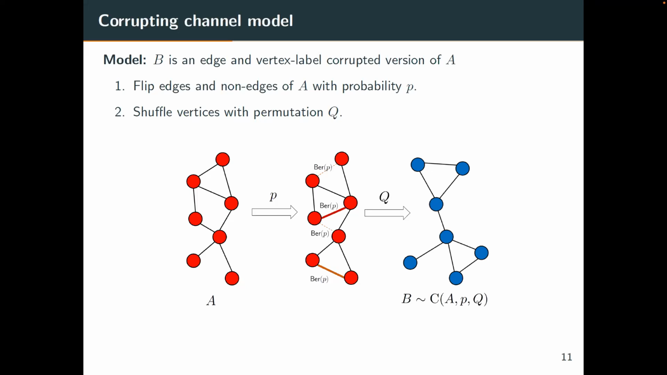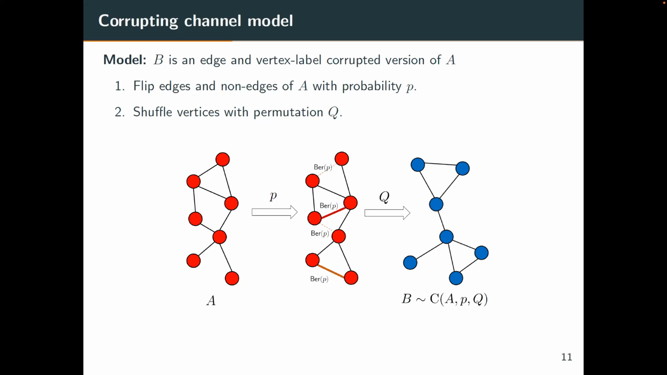With probability P, we're going to change the edge. If we have an edge, we're going to remove it. If we don't have an edge, we're going to create the edge, for example, here. And with probability 1 minus P, we're going to keep the graphs the same. So in principle, if P is 0, these two graphs are going to be exactly the same. If P is 1, they are going to be the complement of the other, and values in between will generate graphs that are more or less similar. And then we're going to use a permutation Q to change the order of the vertices, and that's how we create a new graph.